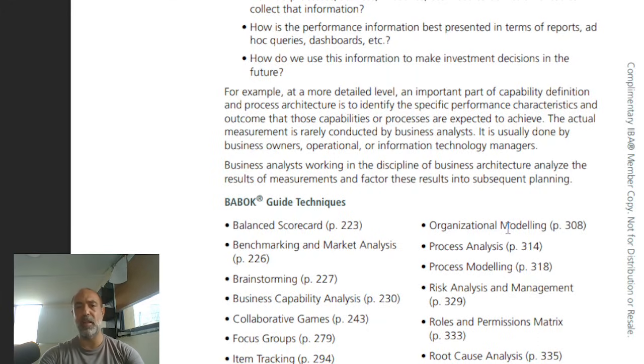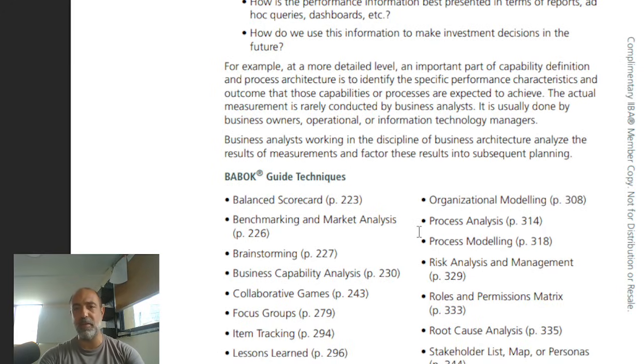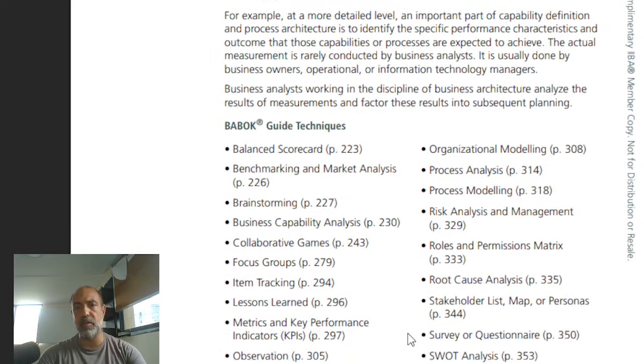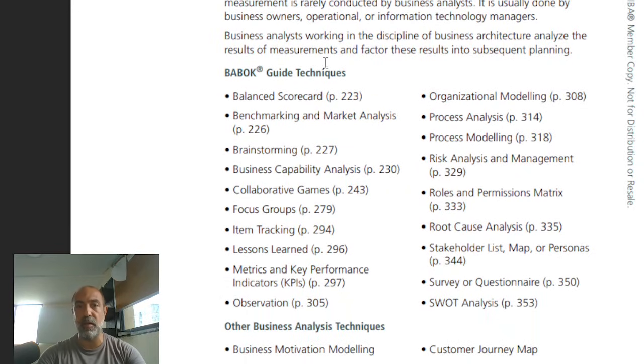At a more detailed level, an important part of capability definition and process architecture is to identify the specific performance characteristics and outcomes that those capabilities or processes are expected to achieve. The actual measurement is rarely conducted by business analysts. It's usually done by business owners and operational information technology management. They are the ones that tell you if your solution is yes or no, because you require that feedback in order not to be biased. Business analysts working in the discipline of business architecture analyze the results of measurements and factor these into subsequent planning.